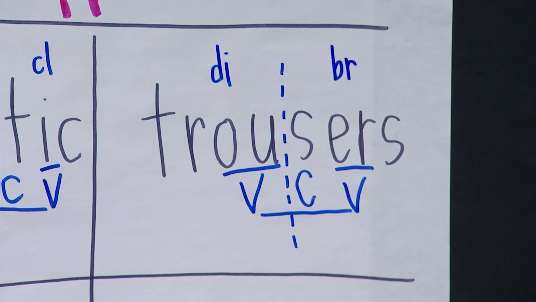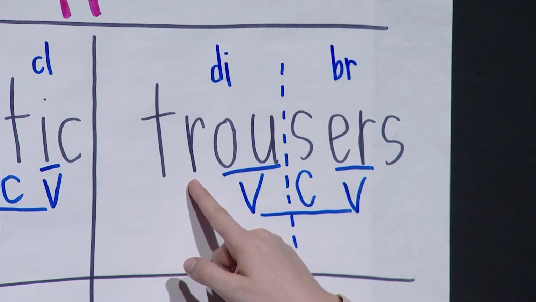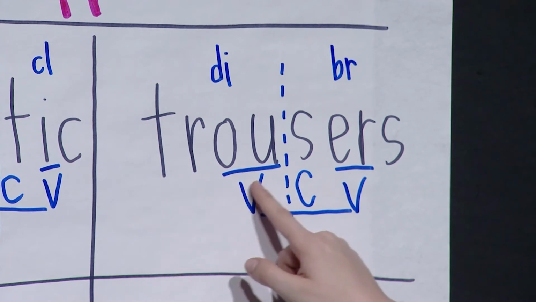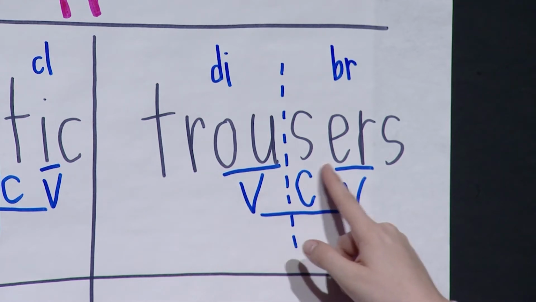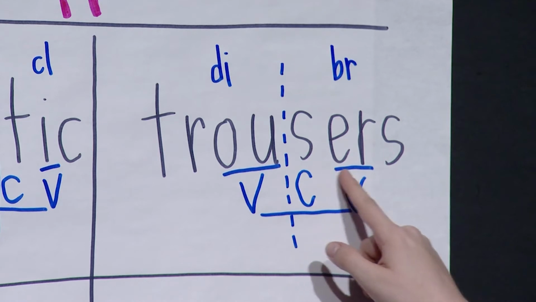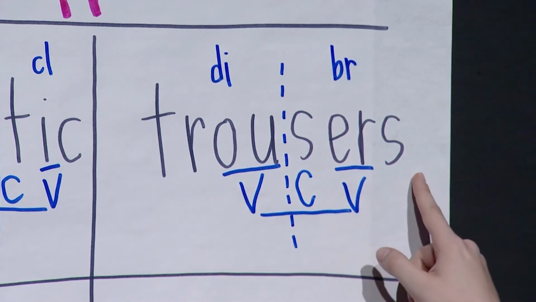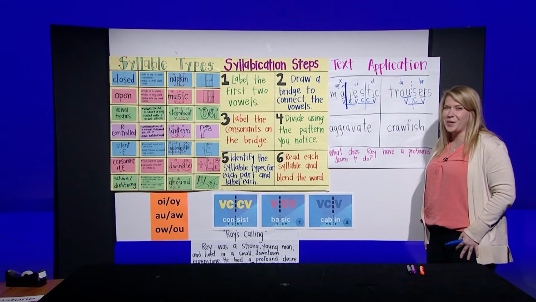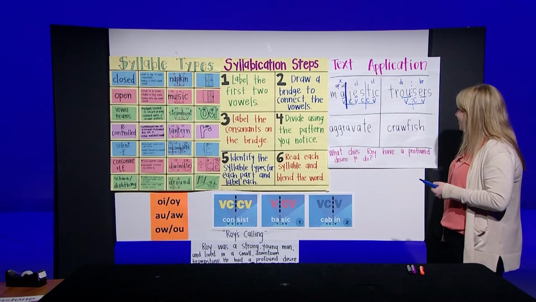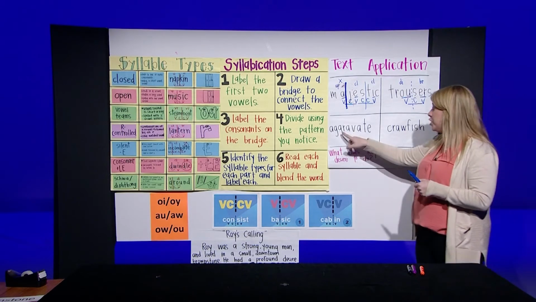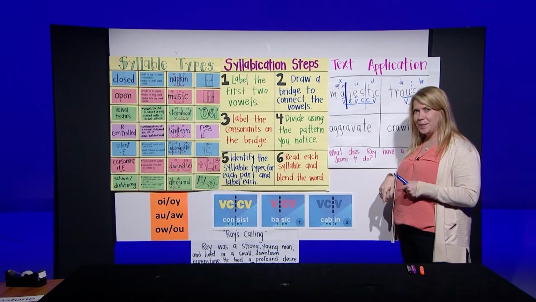Great job. So together, I want us to do step 6. Let's read each syllable and blend this word. I'll guide you and I want you to read after me. Trow, sirs, trousers. Trousers. Those are another word for pants. Great job. Let's keep going. Can you write this word on your paper?